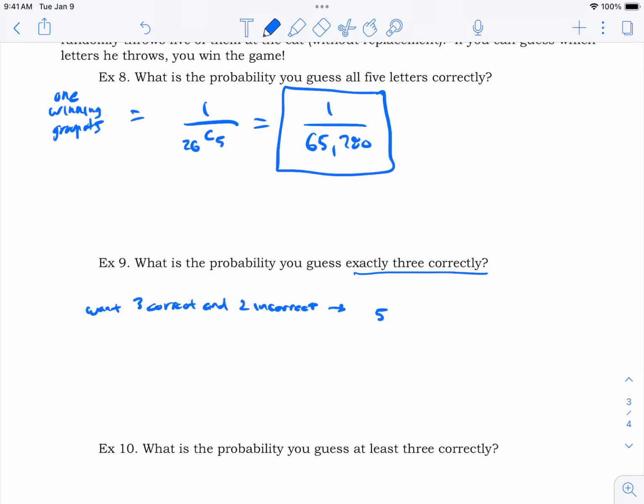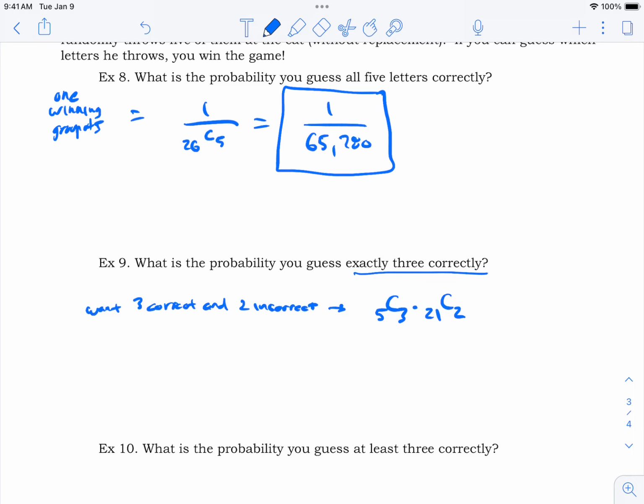Well, there's 5 that are correct numbers, or letters, I'm sorry. 5 that are correct, and we're going to choose 3 of those. And then we want to choose 2 of the wrong letters. So the 26 letters, take away the 5 that are correct. There's 21 left to choose from, and you're going to choose 2 of those. Right? Right, 21 left. Okay, so let's work this out.